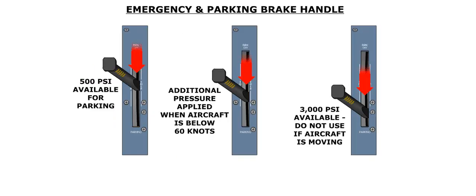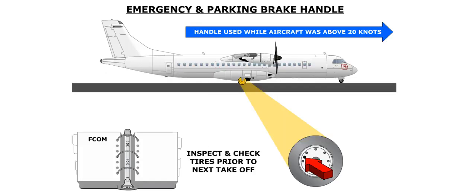The emergency parking brake handle is spring-loaded to the off position. If the brake handle is placed in the center notch, approximately 500 psi of pressure will be available for braking. Additional pressure can be applied by moving the handle after another centimeter when the aircraft is below 60 knots. Beyond this point, the full 3000 psi of pressure will be suddenly supplied, so the tires should be visually inspected prior to takeoff. If the emergency and parking brakes mode was used while the aircraft was above 20 knots of ground speed, this may have caused one or more tires to overheat and lose air pressure due to the melting of a fusible plug.